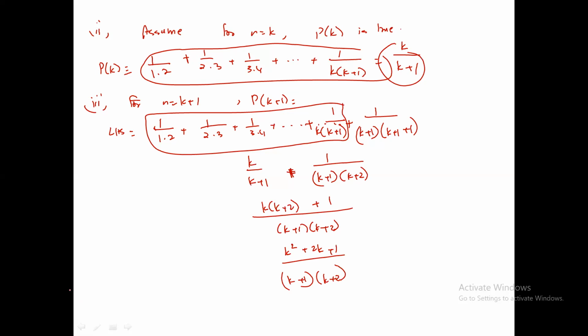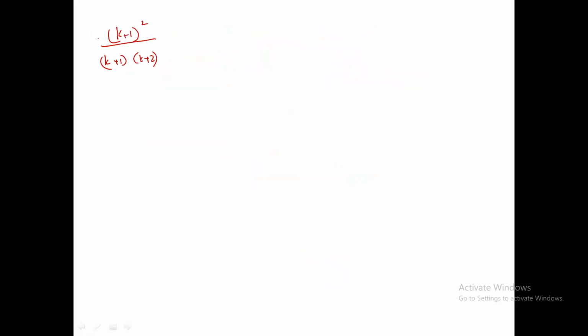That is what I have. So what happens? k plus 1 cancels. I have (k plus 1) by (k plus 2). But on the right hand side, if you put n as k plus 1, (k plus 1) by (k plus 1 plus 1), that is (k plus 1) by (k plus 2).